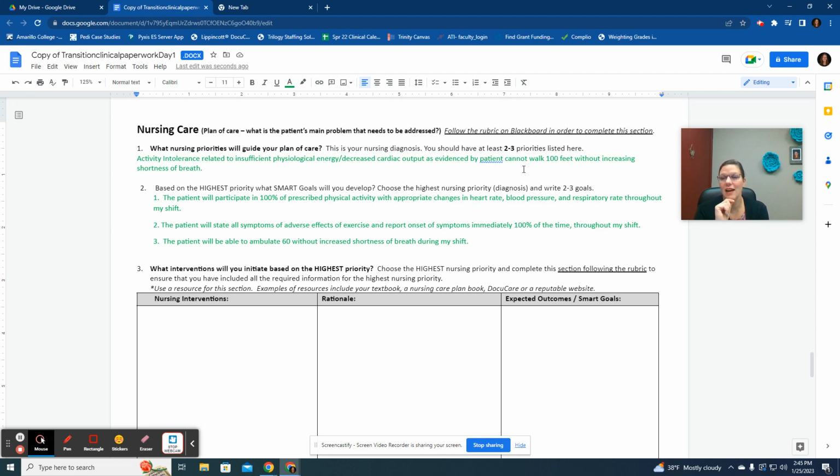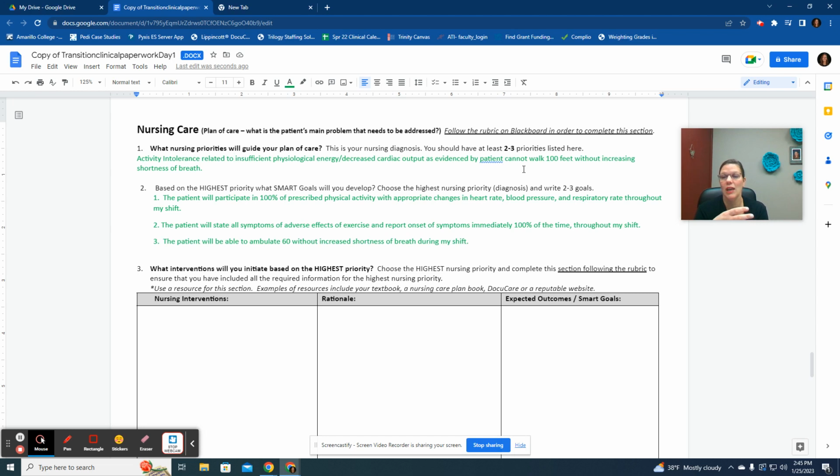I didn't decide exactly how many points each of those things could change. I just called them appropriate changes. And then number two, I wrote the patient will state all symptoms. So that's 100%. All symptoms of adverse effects of exercise and report onset of symptoms immediately, 100% of the time throughout my shift. And that's a patient safety issue.